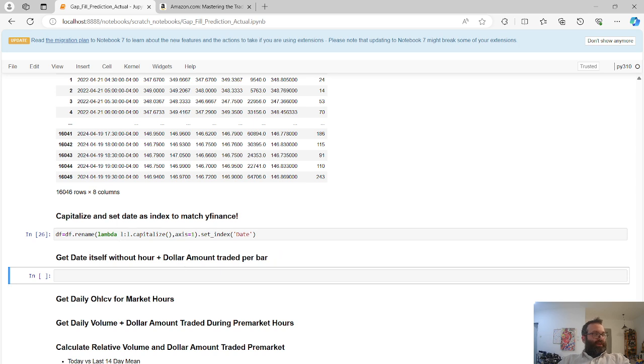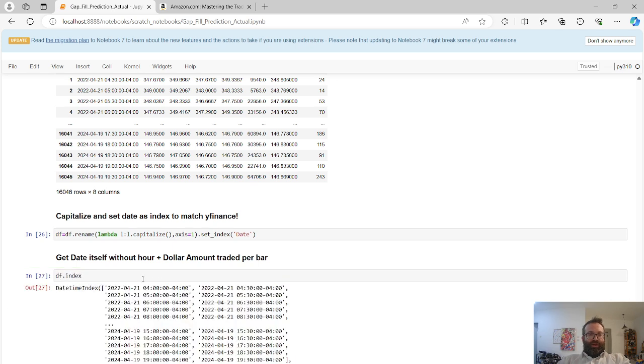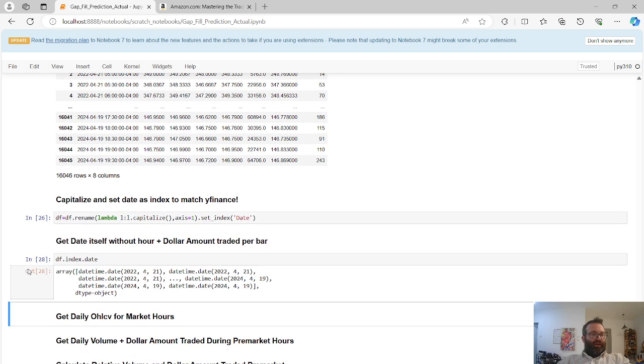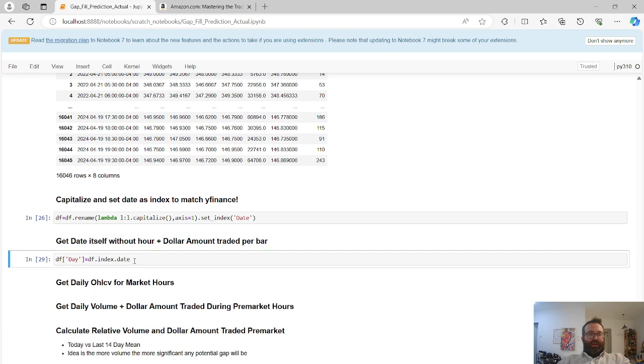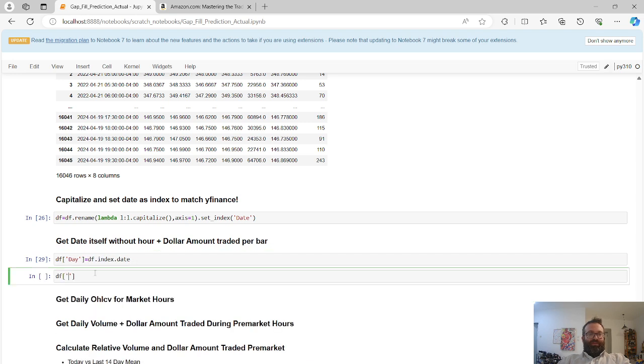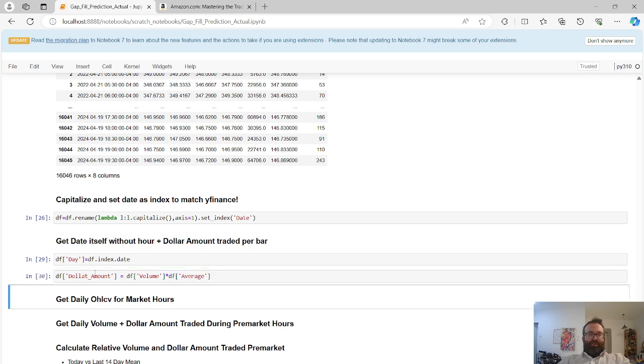Okay, so let's get started. So the day, just to remind you guys, if you are not familiar, if you have a datetime index, you can just do .date, and that gives you a day. So let's do it like that. We can do df['day'] equals df.index.date. Okay, and the dollar amount would just be df['dollar_amount'] equals df['Volume'] times df['Average']. It's the volume times the average share price traded.